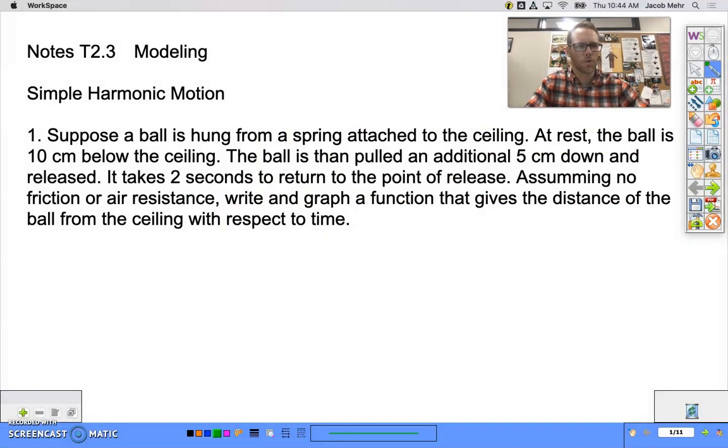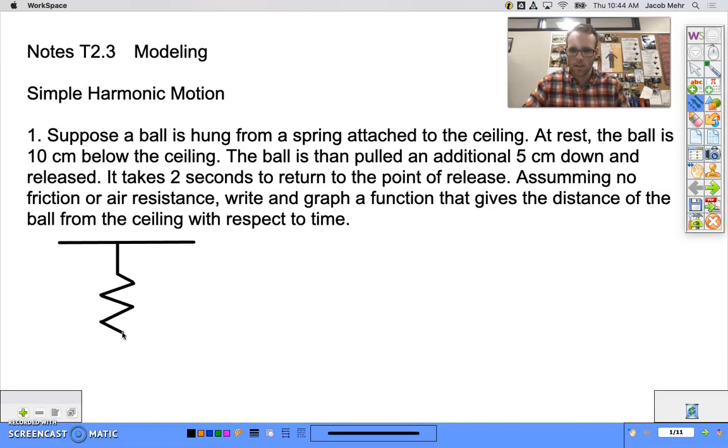For our problem, I'm going to show you a quick video just demonstrating what that looks like, and then we'll get back to the problem. So here's the situation. We've got a ball that's hung from a spring attached to the ceiling. Okay, so let me draw the ceiling here. I'm going to draw a spring. Make it look all zigzaggy kind of. Something like that. Okay. And we've got a ball attached down here.